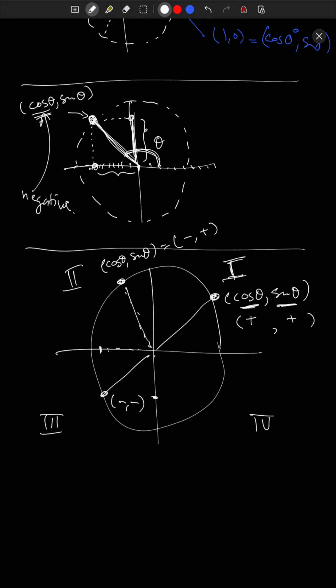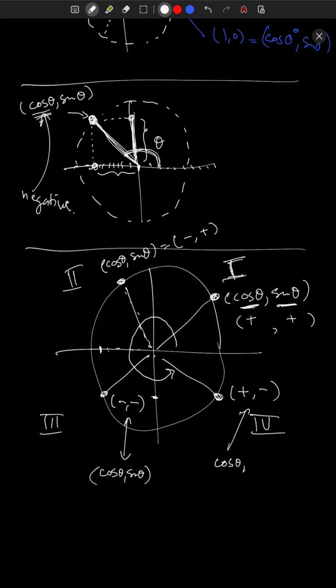Okay. And finally, in the fourth quadrant, we can see that if our angle is all the way around like this, then we're going to have a positive x-coordinate, but a negative y-coordinate. And so our cosine is going to be positive, sine is going to be negative. I guess I should write it for all of these. This is cosine theta, comma, sine theta. This is cosine theta, comma, sine theta. Okay. So naturally, from our definition of sine and cosine, we can have sine and cosine be 0. We can have them be positive or negative.